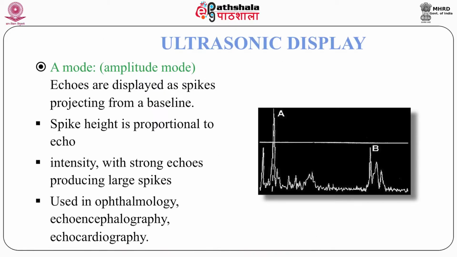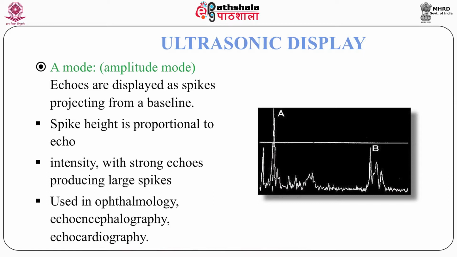array transducer. Now coming to the display modes in ultrasound, there are A mode, amplitude mode; B mode, brightness mode; and TM mode, the time motion mode. A mode stands for amplitude mode. As you can see here in this figure, in A mode echoes are displayed as spikes projecting from a baseline. The baseline identifies the central axis of the beam. The height of the spike is proportional to the intensity of the returning echo, with a strong echo producing a large spike.